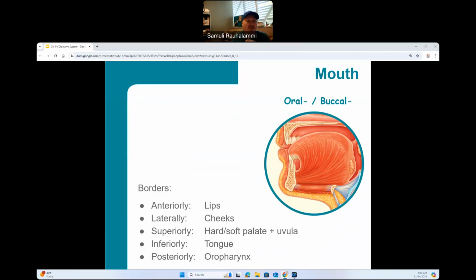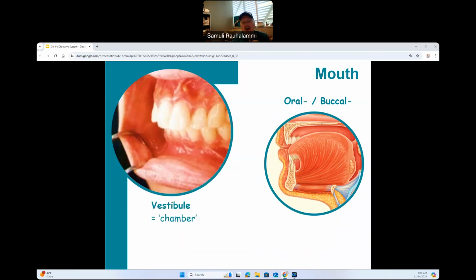So now that we have those terms and those boundaries clear, we can look at what's happening in the mouth in a little bit more detail. And let's look at a term called vestibule. Vestibule is a term that comes from Latin, referring to chamber. And this is the space between the teeth and the gums and the lips, really the space where I think people in the dental field would be working.